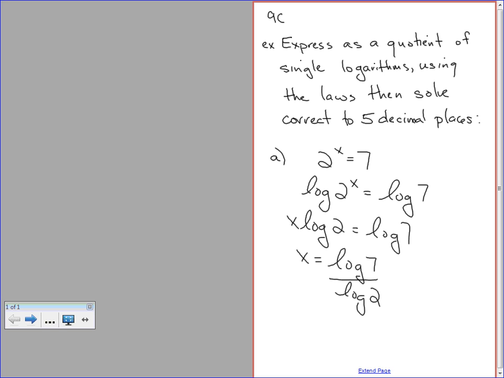So it's a log of something divided by the log of something else. I use the laws of logarithms in order to do that, and now I'm at the point where I need to evaluate it on my calculator.